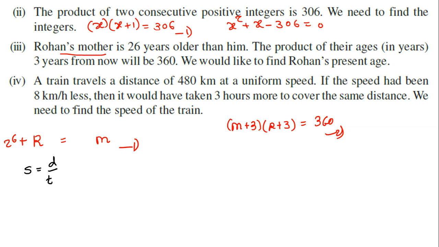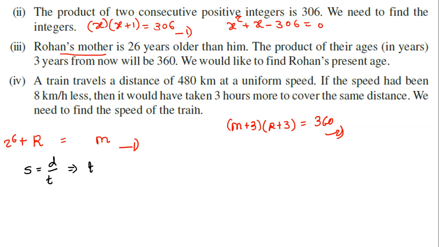So, the train is traveling for 480 kilometers. Distance is in kilometers, and time, I will put here t only. Then, the final equation I'm going to write, because if the speed had been 8 kilometers less. First of all, we have to make t the subject here.